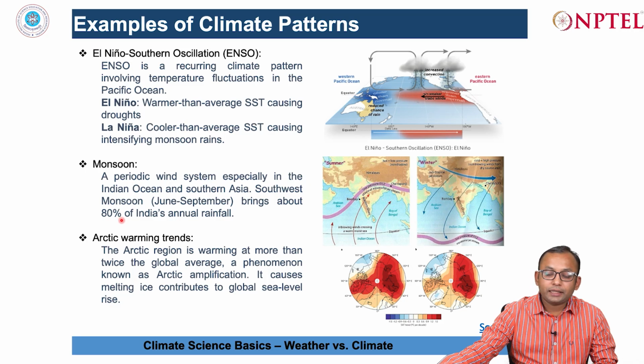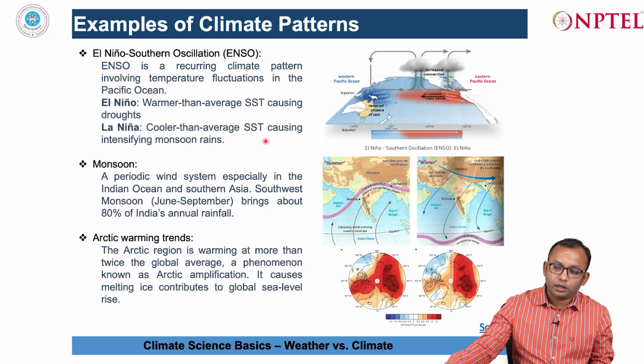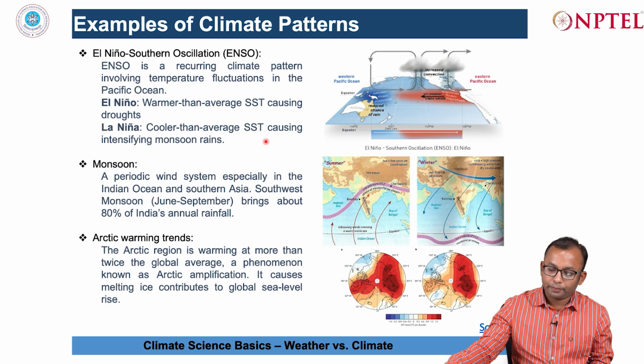Then if you talk about, let's say, Arctic warming trends in the higher latitude region. For example, the Arctic region is warming at more than twice the global average, a phenomenon which we call Arctic amplification. It has a very significant impact through melting of ice globally, which leads to an increase in global sea level rise. So these are some of the examples of climate patterns which can define the climatic behavior of different regions across the global scale, and can be understood by differentiating their behavior from one place to another place as well.